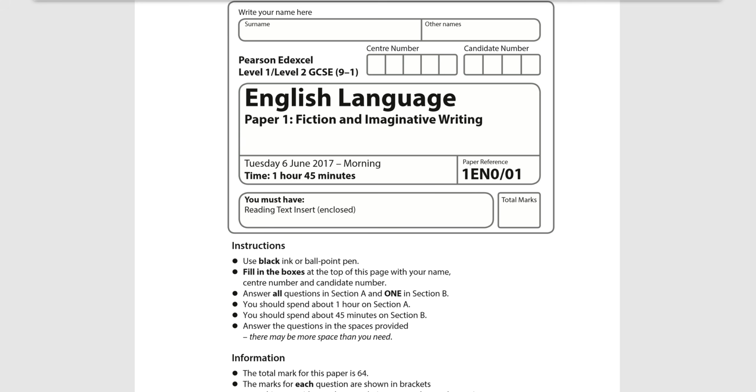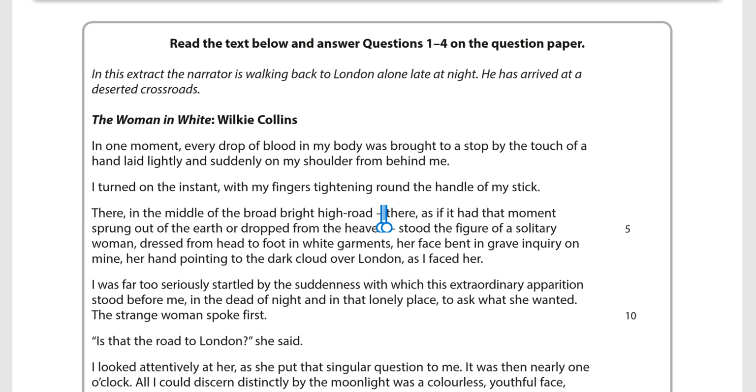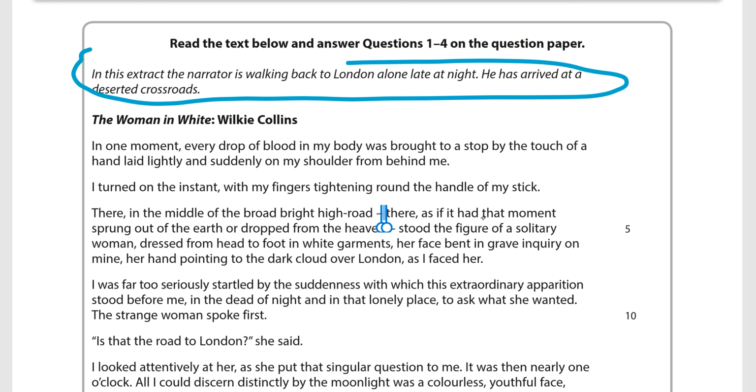Okay, so the first thing to do that will really help is to make sure that you look at this little context blurb at the top of the text. A lot of people forget to read this and they just crack straight on with the exam, but it really helps, and you can glean quite a lot of info from it. In this one it says, in this extract the narrator's walking back to London alone late at night. He has arrived at a deserted crossroads.